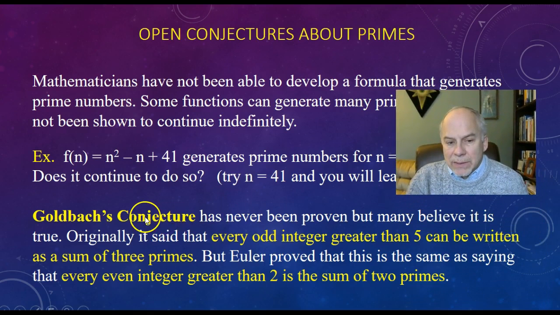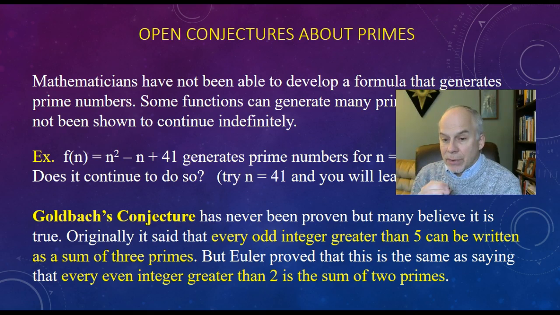Now, Goldbach's conjecture has never been proven, but a lot of mathematicians believe it is true. But they have tried to prove it, and they have failed. The original conjecture by Goldbach said that every odd integer greater than 5 can be written as a sum of 3 prime numbers. So they believe that's true, but they can't prove it.